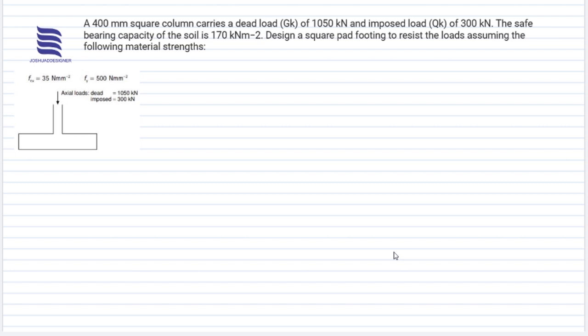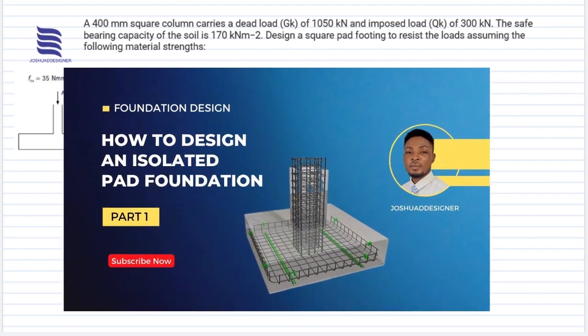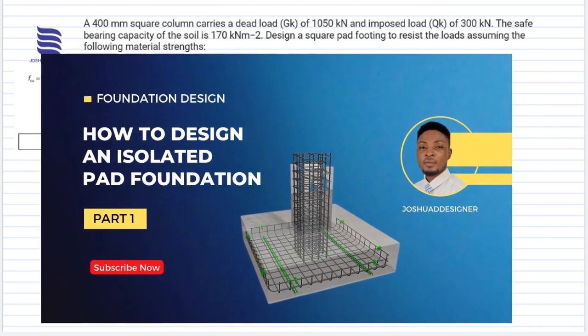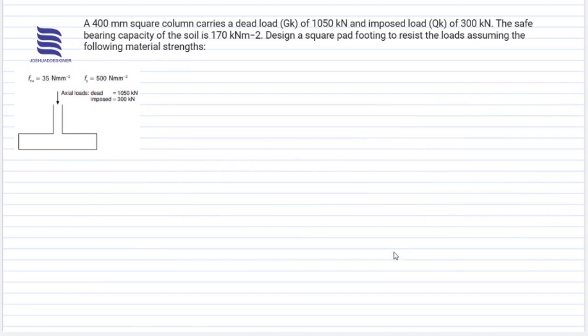previous tutorial on the foundation design, how to design an isolated pad footing, part 2. So in the previous tutorial we were able to obtain the base area, how to determine the size of your pad footing. Right, so from there we'll be establishing further details, obtaining our flexural reinforcement, and checking for our punching shear. Right, so we have two important things to do.